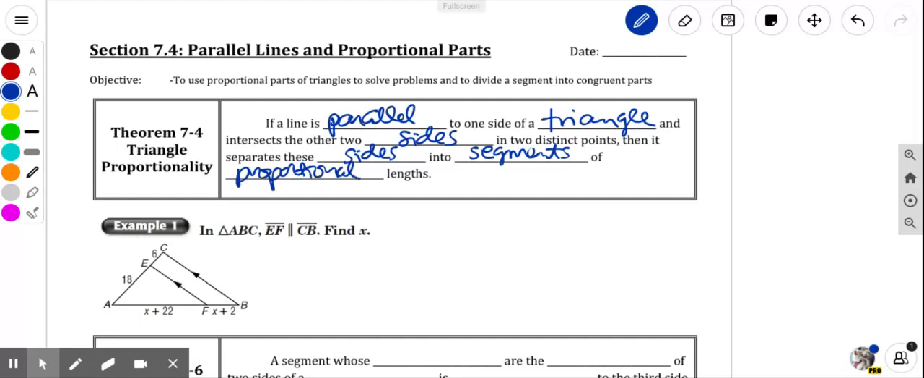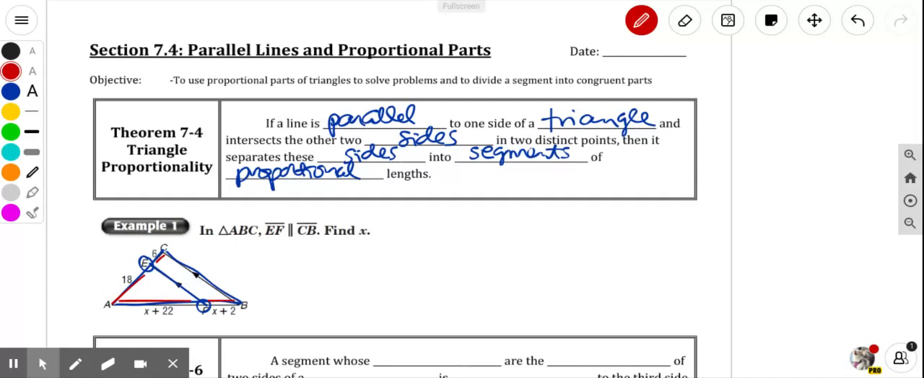So what that means is, in this picture here, in example 1, see how we have this triangle ABC, and we have EF that's parallel to a side of the triangle. So what this theorem is saying is that where EF intersects the sides of the triangle, AC and AB, it cuts it into 4 segments that are proportional. So there's 1, 2, 3, 4.